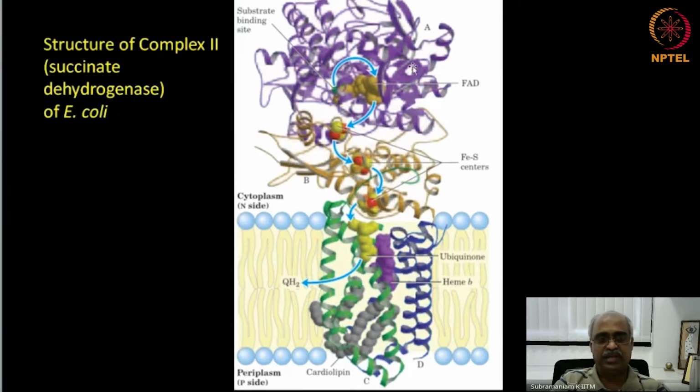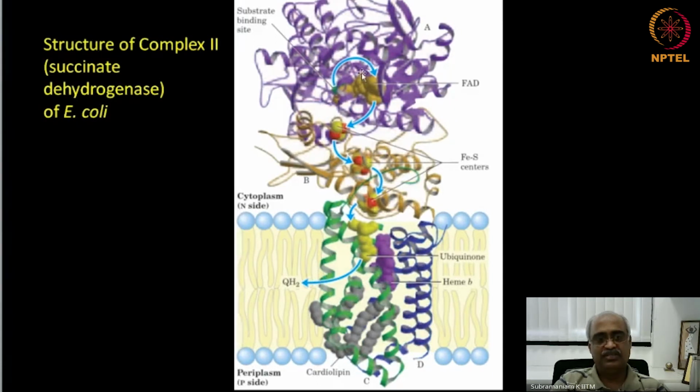So here is the succinate dehydrogenase. You can actually count by the color, it is the ribbon model of the protein. You have a purple 1 and this orangish yellow 2. Then you have this blue 3 and then this green 4. So 4 different polypeptide chains, A, B, and then C and D. This is what forms this complex.